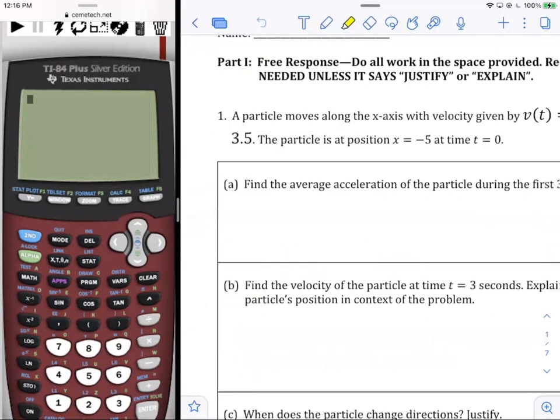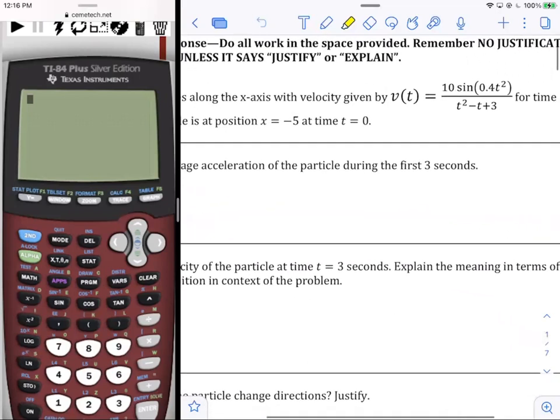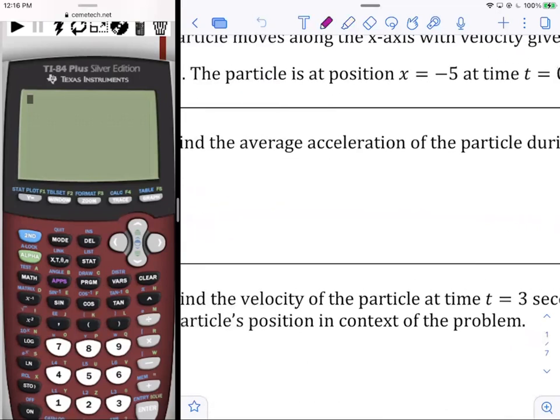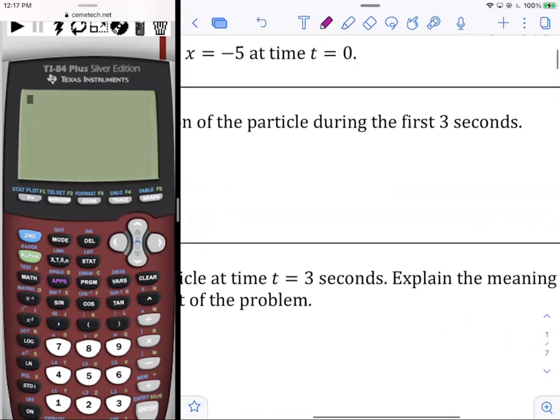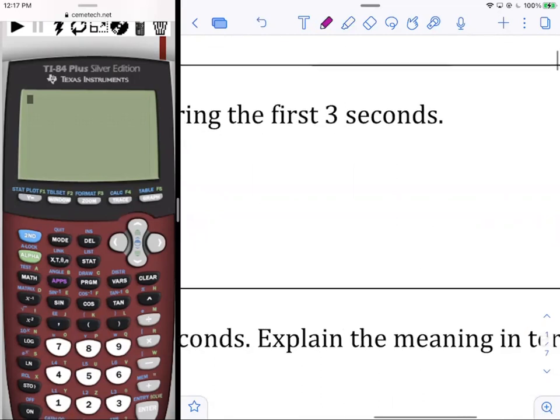But anyway, find the average acceleration of the particle during the first 3 seconds. All right, so notice it says average acceleration instead of instantaneous. So it's not a derivative question. And during the first 3 seconds. So first thing you want to do is identify the interval of time. So that's from 0 to 3 seconds.